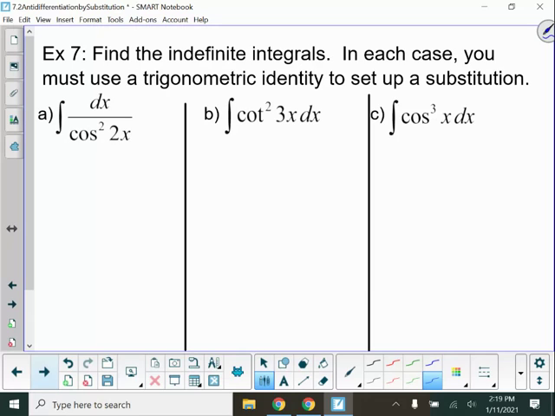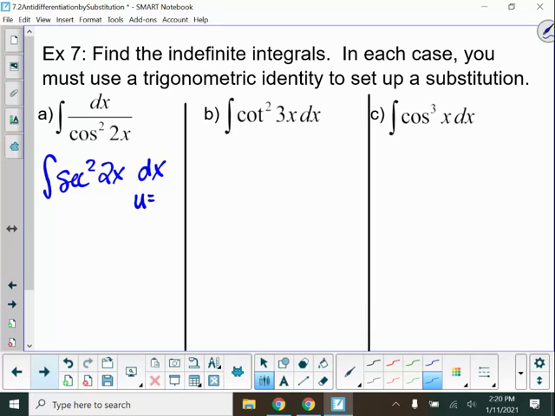Of course, they have the dx on the top, but we could very easily put it off to the side. So cosine is 1 over secant, which means 1 over cosine is going to be secant. So this is really secant squared of 2x dx, which makes this a little bit easier to work with. Now we do know that the antiderivative of secant squared is tangent, but the 2x may pose a problem.